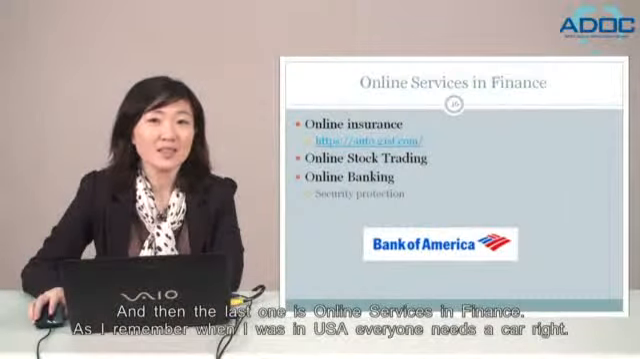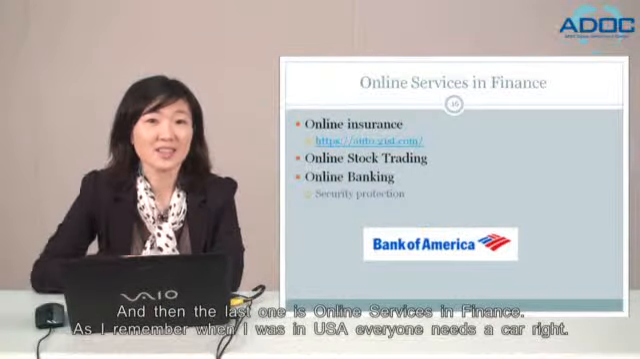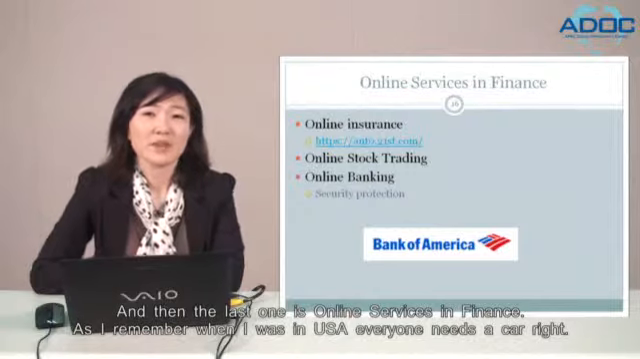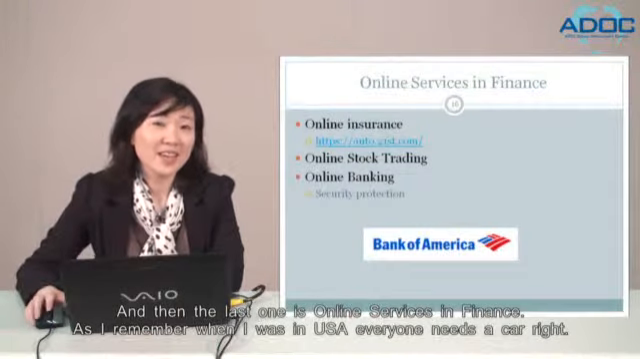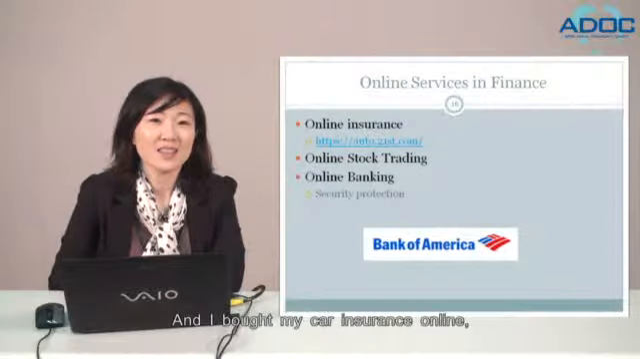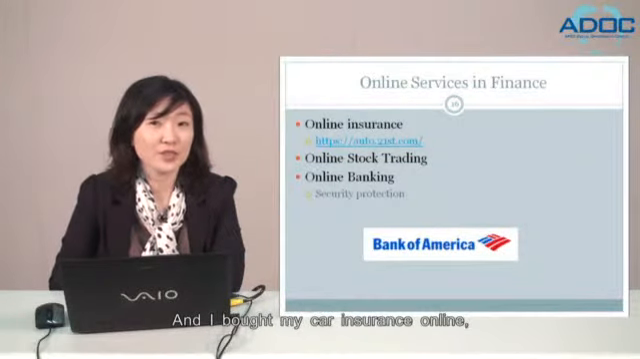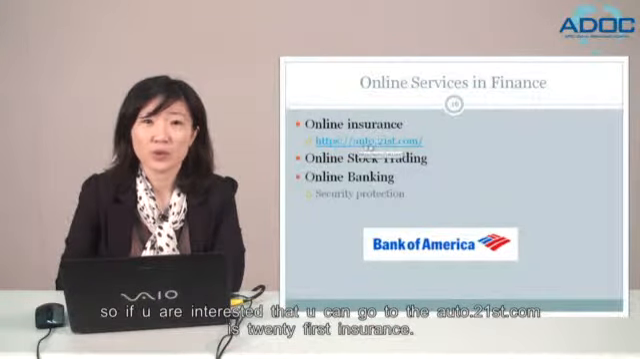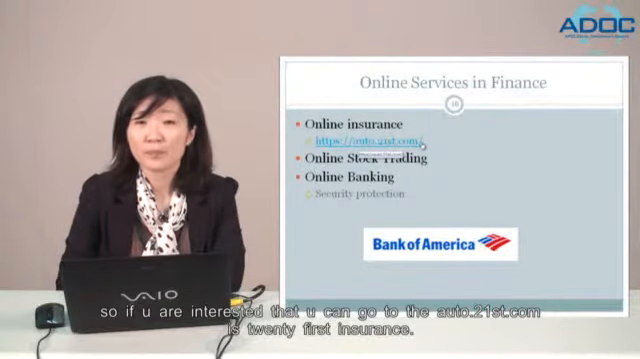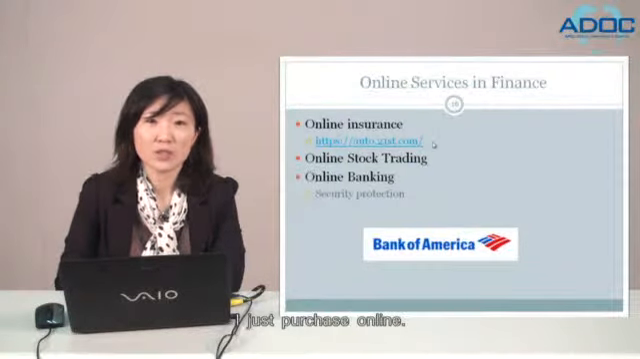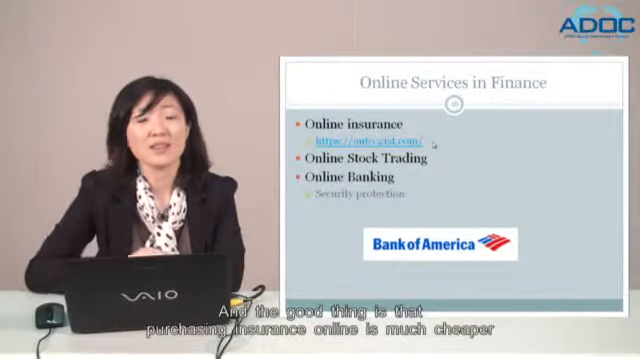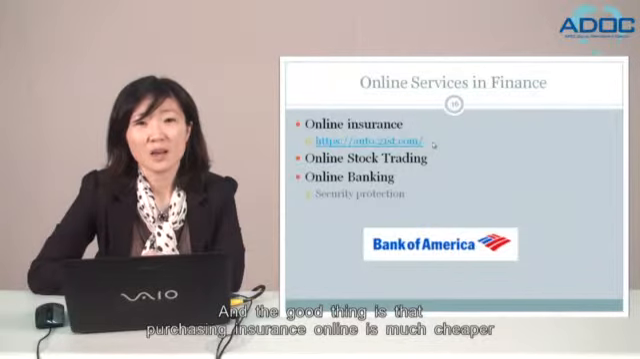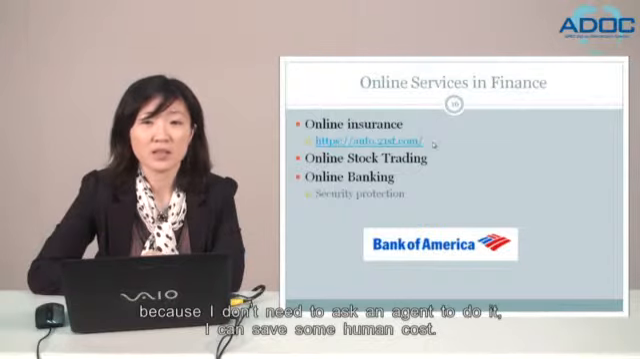And then the last one is online services in finance. As I remember, when I was in USA, everyone needs a car, right? And I bought my car insurance online. If you are interested in that, you can go to auto.21st.com. It's 21st Insurance. I just purchased my insurance online. And the good thing is that purchasing insurance online is much cheaper because I don't need to ask an agent to do it. I can save some human cost.